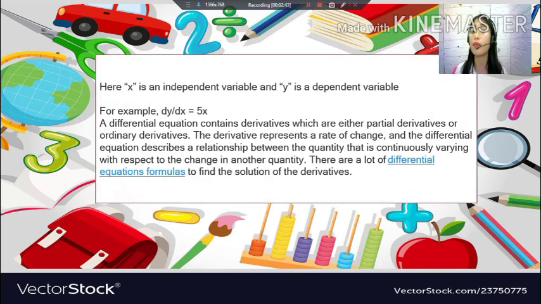So let's move forward. First is this example of a differential equation. Here x is the independent variable and y is the dependent variable. For example, dy over dx equals 5x. A differential equation contains derivatives, which are either partial derivatives or ordinary derivatives. The derivative represents a rate of change, and the differential equation describes a relationship between a quantity that is continuously varying with respect to the change in another quantity. There are a lot of differential equation formulas to find the solution of derivatives.